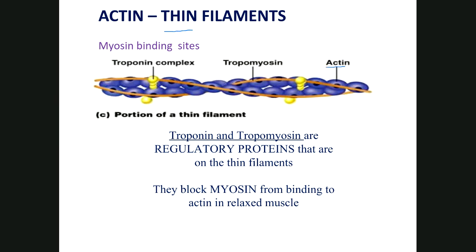The thin filament is made up of actin as a contractile protein, which is the blue. Then we've got two regulatory proteins. One is troponin and one is tropomyosin. So they're considered regulatory proteins. In this position, they block the myosin head from connecting to the actin head. So that's why we call them regulatory proteins.